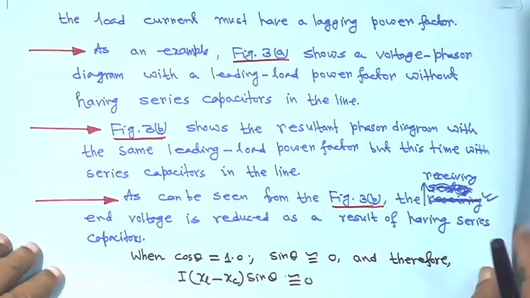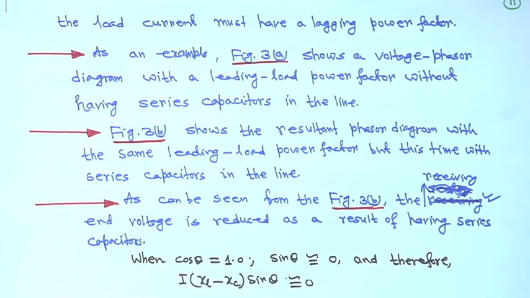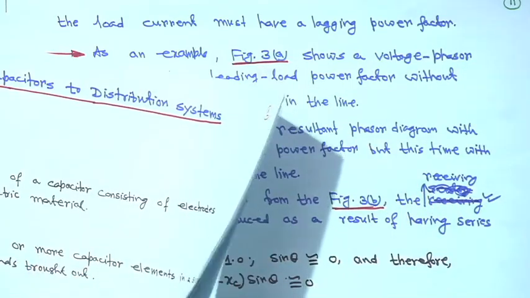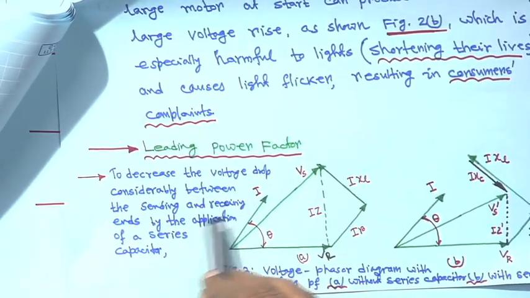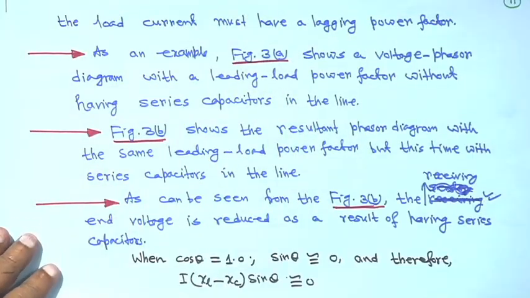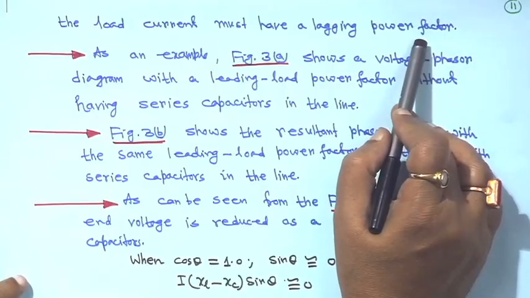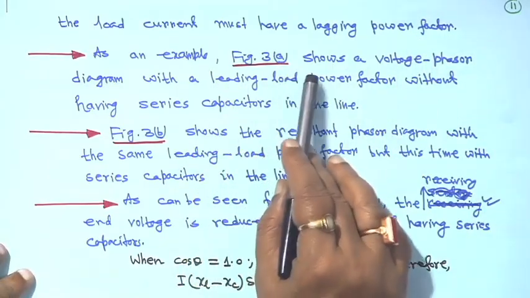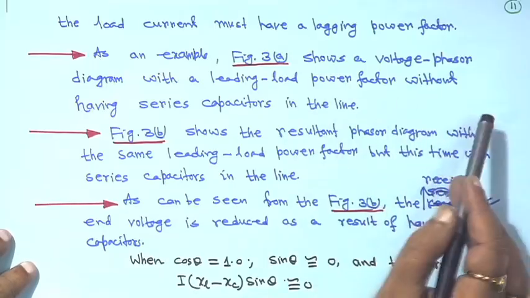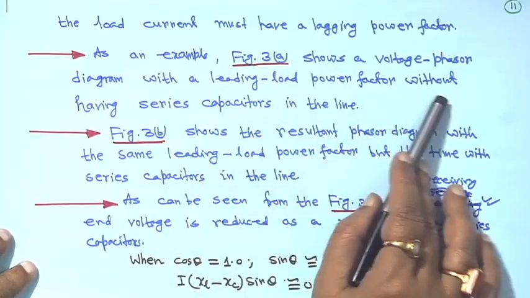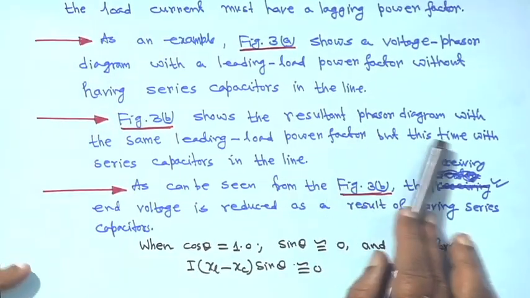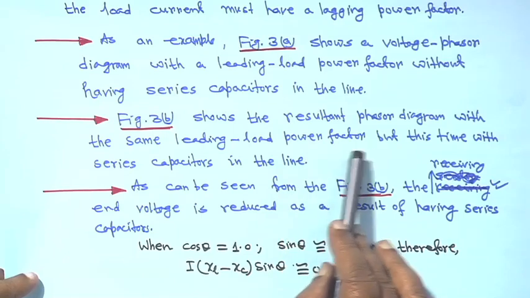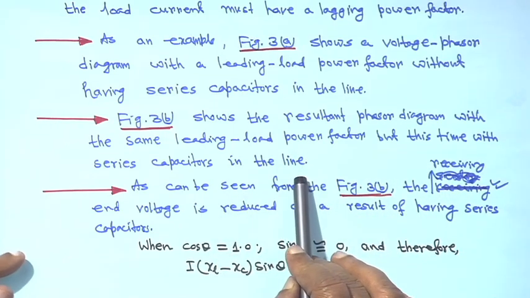Therefore, to decrease the voltage drop considerably between the sending and receiving ends by the application of a series capacitor, the load current must have a lagging power factor. Lagging power factor is preferable. As an example, figure 3a shows the voltage diagram with a leading load power factor without a series capacitor in the line, and figure 3b shows the resultant phasor diagram with the same leading load power factor, but this time with a series capacitor in the line.